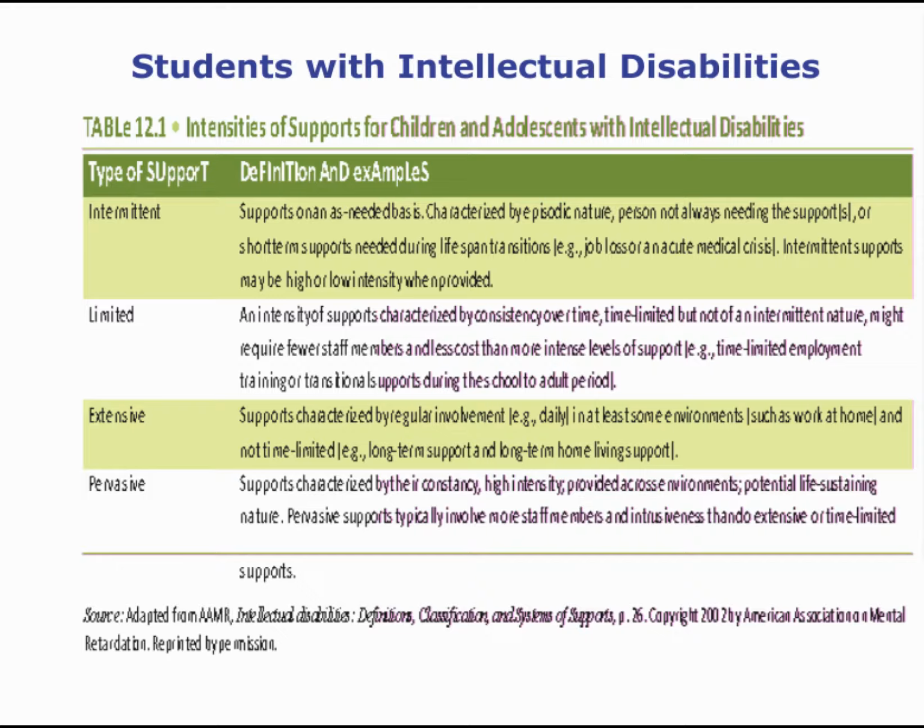Pervasive support is characterized by constant high intensity provided across all environments, potentially of a life-sustaining nature. Pervasive supports typically involve more staff members and are more intrusive than extensive and time limited. So when we have pervasive support, a lot of people have to be fed. They may be medically fragile, so they might have to have trachs changed and all that kind of stuff that goes along with it.